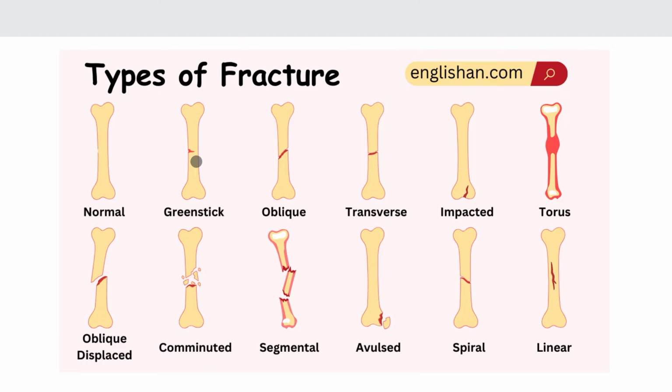So just like a twig being broken, a green stick fracture also occurs in the same way. That's the reason it's named so. And the other one is oblique fracture. This depends on the axis through which the fracture line passes.